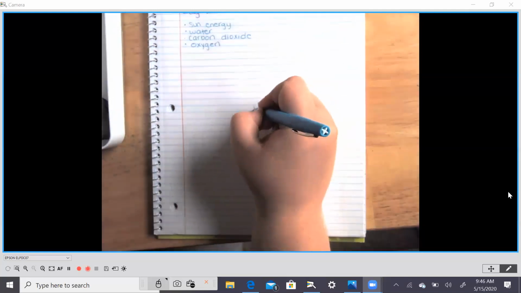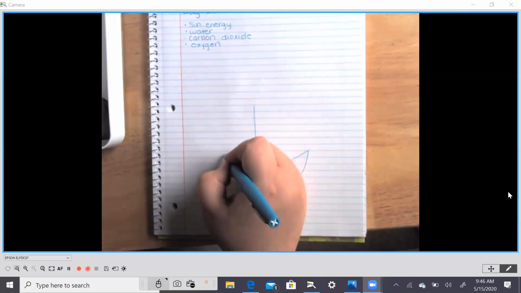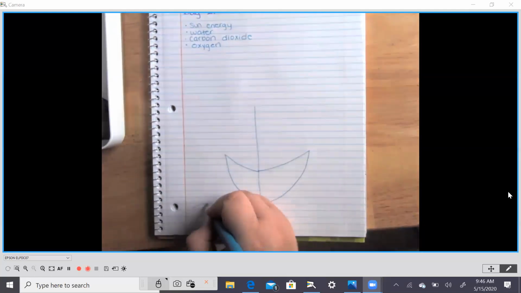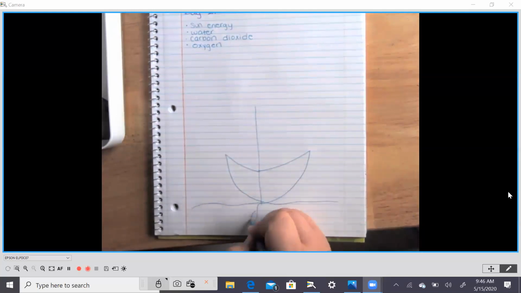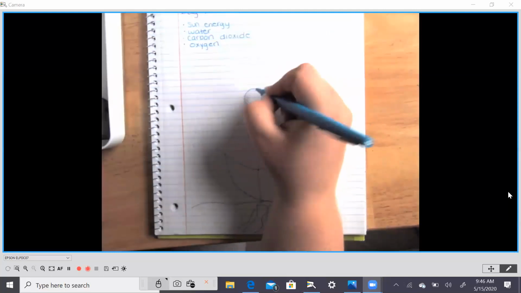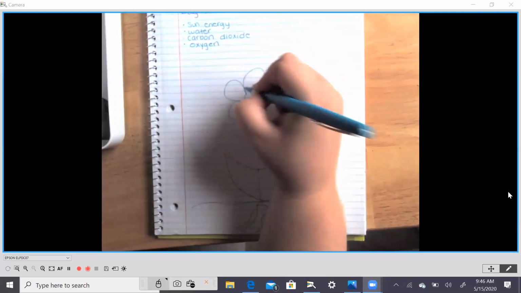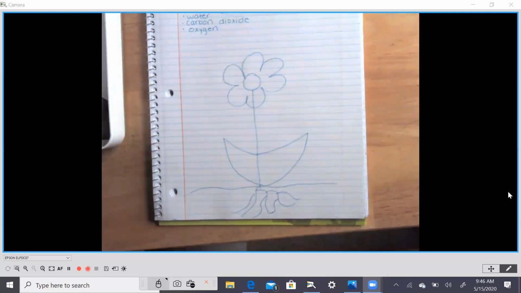So I want you to quickly draw a flower. Flowers are usually the easiest to do this with because you can see all the pieces. This is the ground. You don't have to make it a masterpiece. If you need a little extra time, you can pause the video. Okay, there's my flower. Simple, easy drawing, okay?